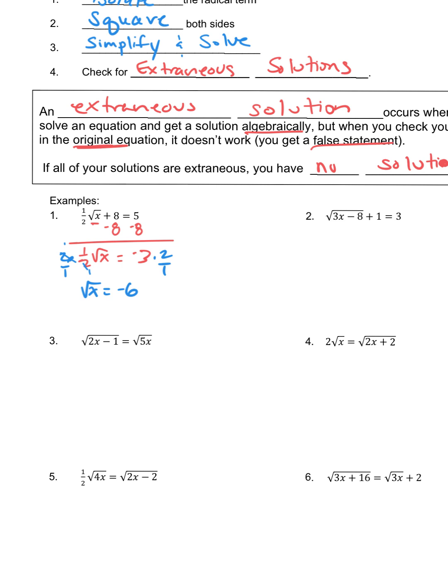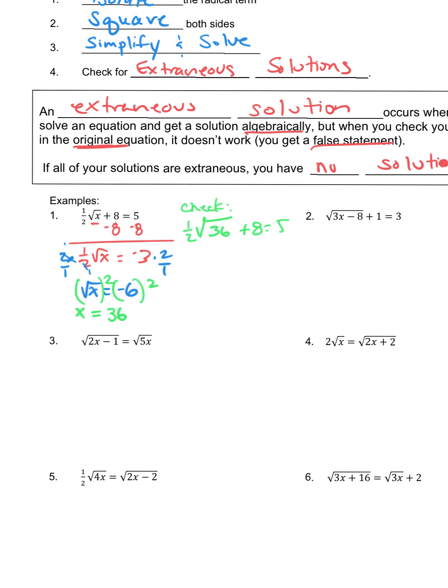And the next step says, excuse me, I'm sorry, this is just step 1. Step 2 says square both sides. And then solve for x. Simplify and solve, and that was rather quickly done. So now the last thing you have to do, though, is check your solution. So we need to know, is x, is 36 a good solution? Or is it extraneous? So I'll put 36 up here, plus 8 equals 5.